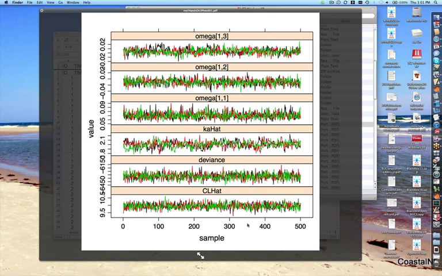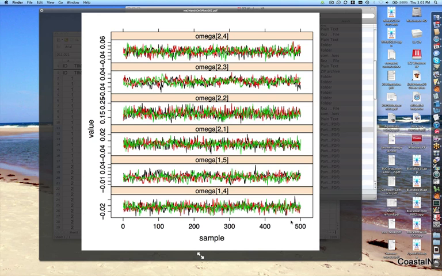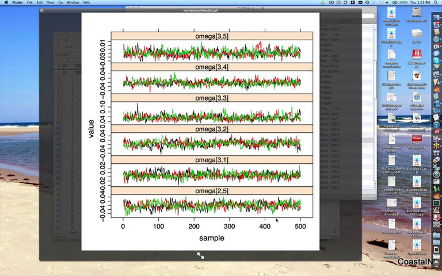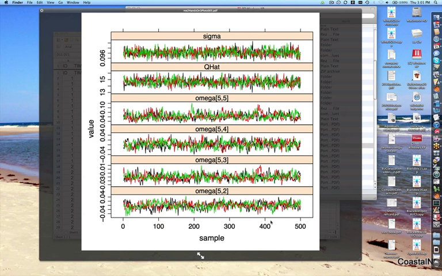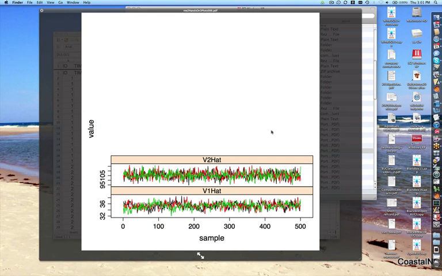Yep, I pushed the wrong button, I guess. There we go. Okay, more of the same. Got all our omega bits there. Let's see, is there anything new here? Not particularly.